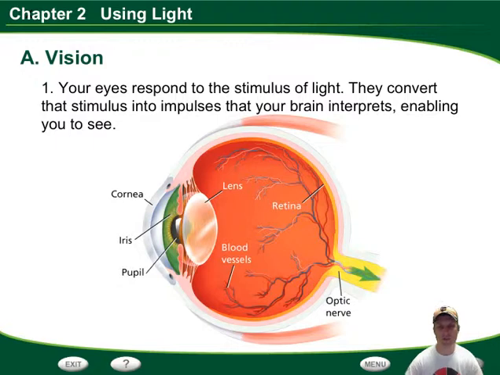Your eyes respond to a stimulus that we know as light. And what the eye does is it actually converts that stimulus, that light, into impulses that travel along your optic nerve that your brain interprets and enables you to see.